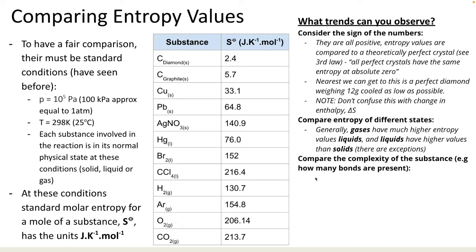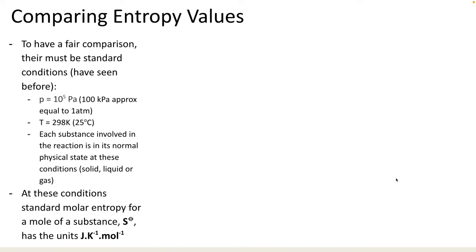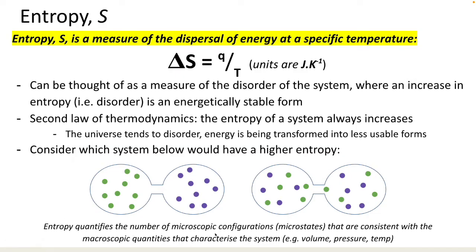If we compare the complexity of the substance, meaning how many bonds can be present. Generally, the substances that have fewer atoms have lower entropy values than complex substances with more atoms. And this has to do with the idea that there are fewer microstates possible. So we said just previously here that entropy is quantifying the number of these microstates. So the fewer microstates that are possible, the more ordered it will be. The more microstates, the less ordered it would be.